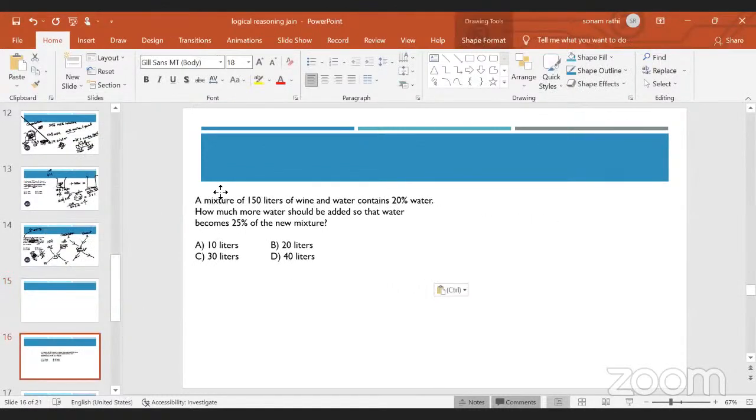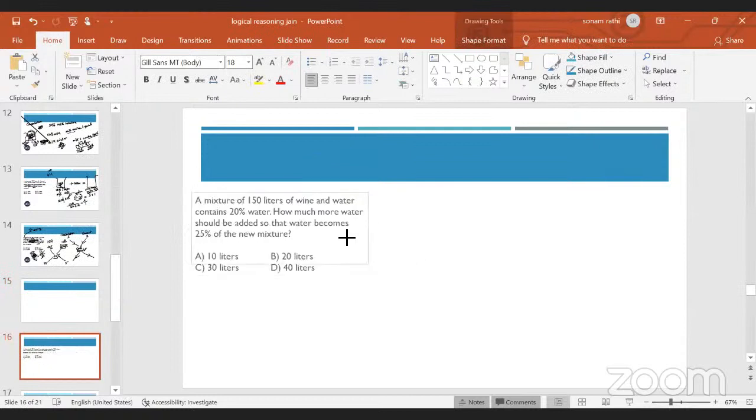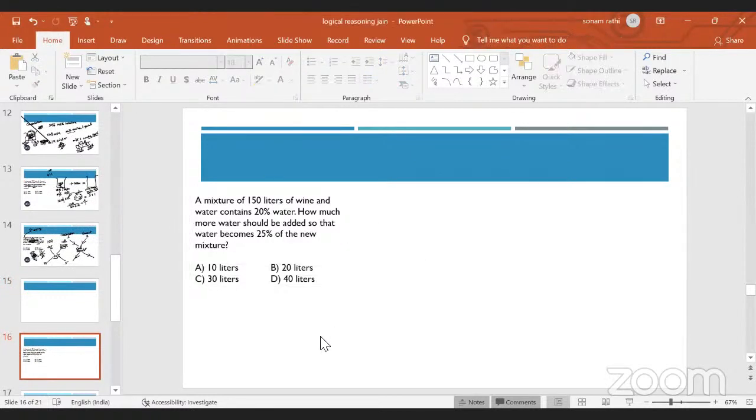Okay. So if I want to use the alligation formula, I told you I can use concentration. So I will do the question in water. Wait a minute, my pen is not working.